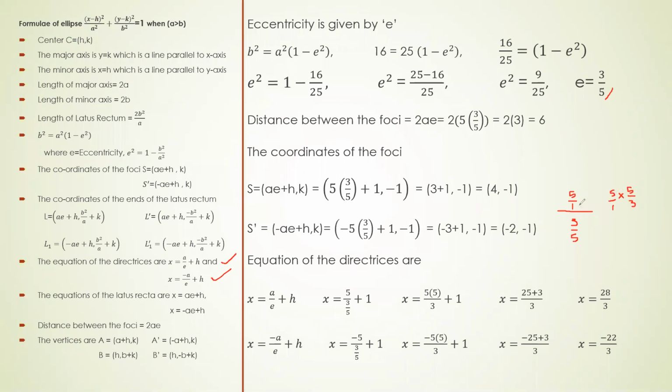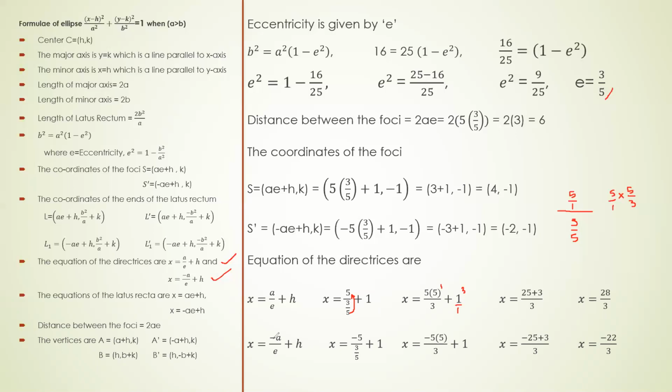Short method, I have told you: the denominator of the denominator, you just multiply directly with this part. So 5 into 5 divided by 3, so it is 25 divided by 3. If you take LCM here, 1 3s are and then 3 1s are. When you multiply, it will become 25 plus 3 divided by 3. So 25 plus 3 is 28 divided by 3.